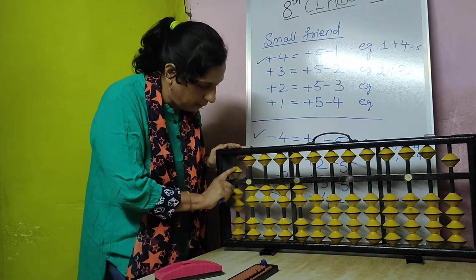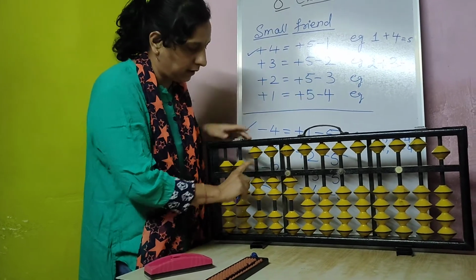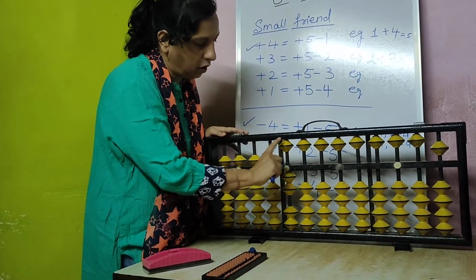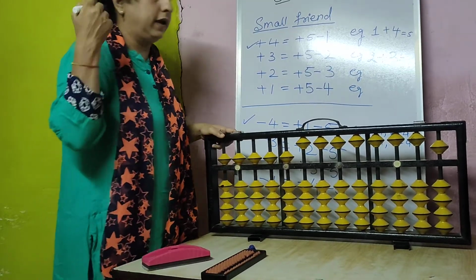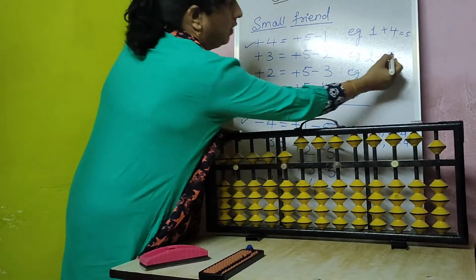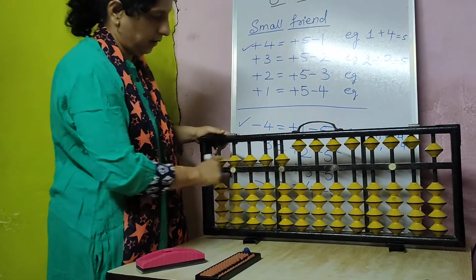Plus 5 minus 2. The formula is there, see. Plus 5 minus 2. Like this, all the different examples I have given you, you practice from the 6th, 7th classes. Okay, this is 5. My answer is 5.